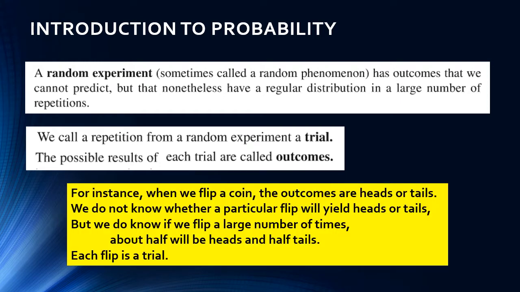For instance, when we flip a coin, the outcomes are heads or tails, right? Every time you flip, you're either going to get a head or you're going to get a tail. We do not know whether a particular flip will yield heads or tails. Could be either. But we do know if we flip a large number of times, about half of the time there will be heads and about half of the time there will be tails. And each flip in this case is called a trial. Each time you flip the coin, it's called a trial.